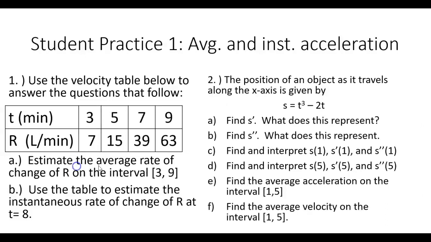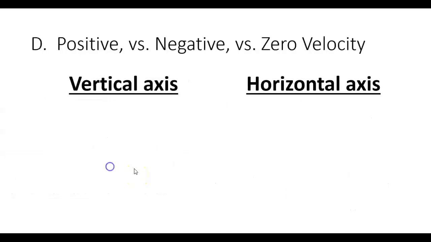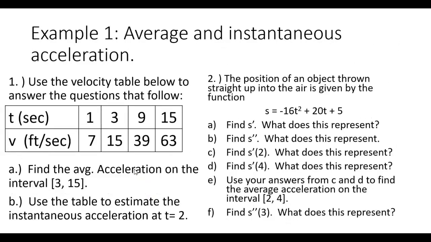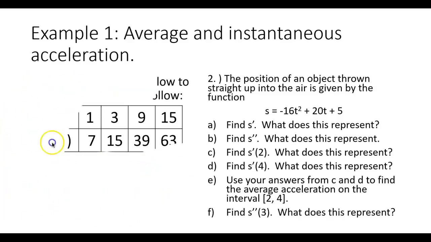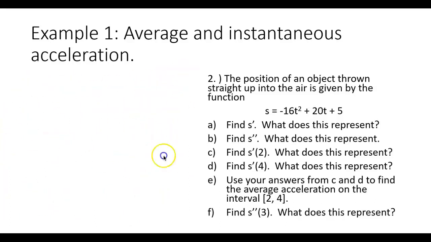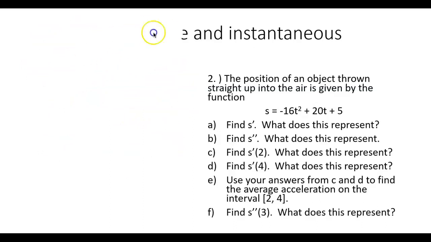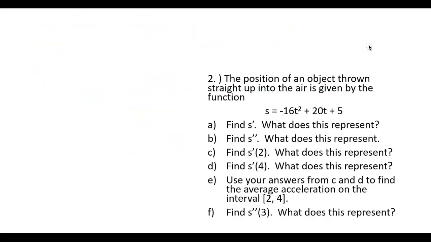Let's go ahead and backtrack now. We'll do the second problem on that slide. Going to be the same types of questions, but just coming at it from a different angle. Instead of giving you a table, I give you an actual equation. And so when you have an equation, you can actually find actual instantaneous accelerations and whatnot. So the position of an object thrown straight up into the air is given by this function that you see here. Find s prime. What does that represent?